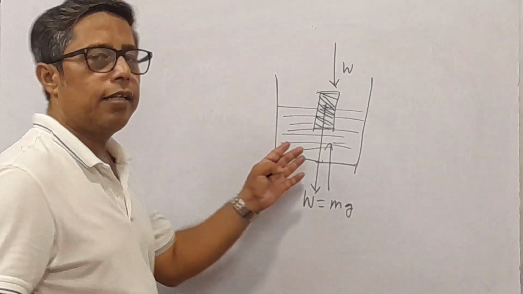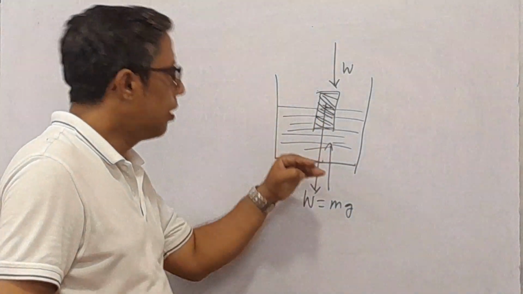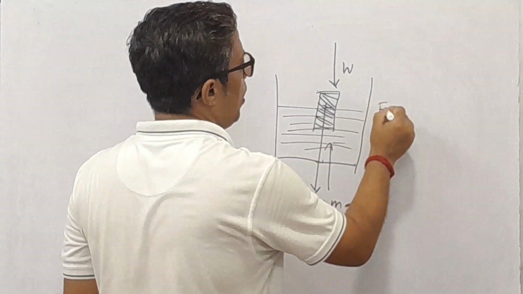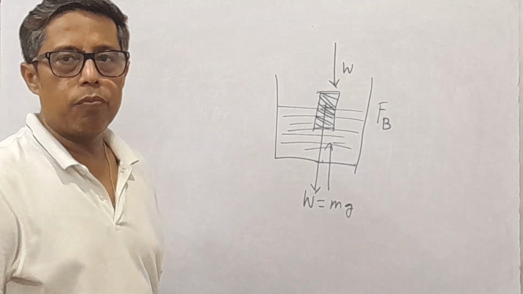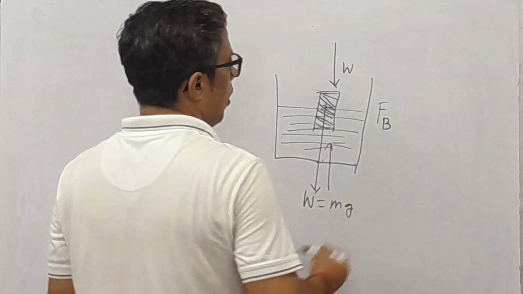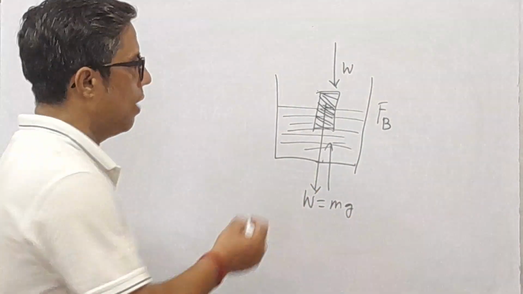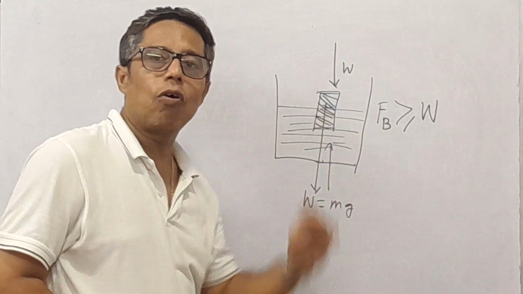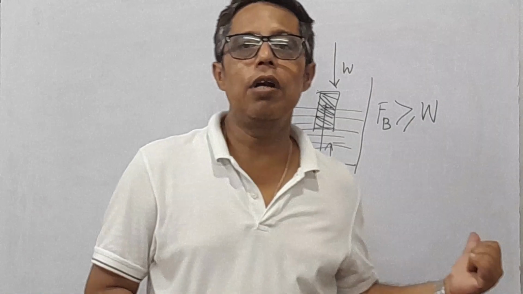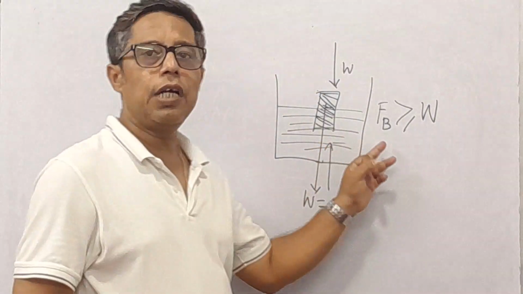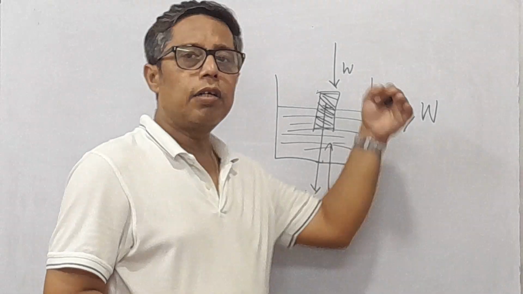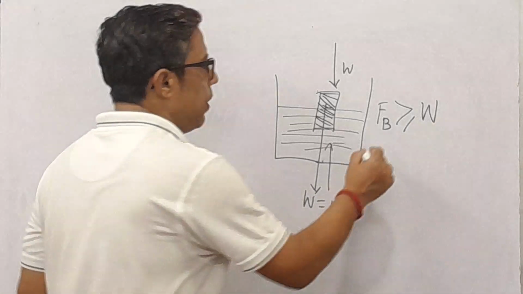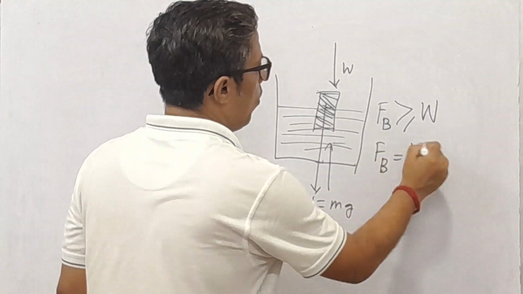Now we are discussing the liquid. The liquid gives an upward force to this object, that is called FB, the force of buoyancy. Whenever the object floats, this FB will be greater than or equal to the weight of the object. So this is the condition of floating: the upthrust is greater than the downward weight. So FB is equal to V rho g.